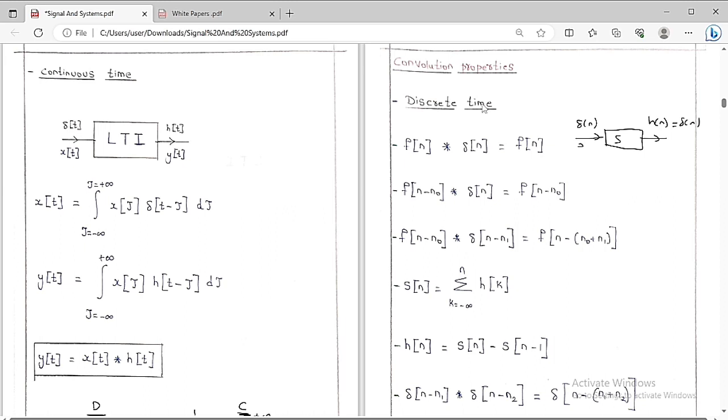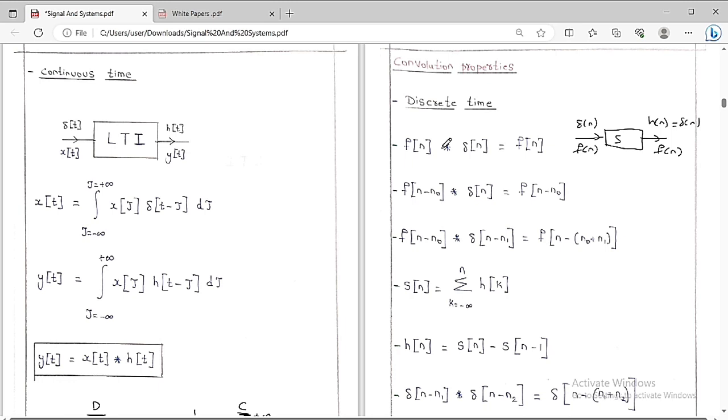So therefore, for f of n, what is the output? It is again f of n, because it is called an identity system. Whatever the input, the same thing that we are going to get in the case of output also. So we can say the impulse response of the system is nothing but delta of n itself. That is the reason f of n convolution delta of n is always equal to f of n.